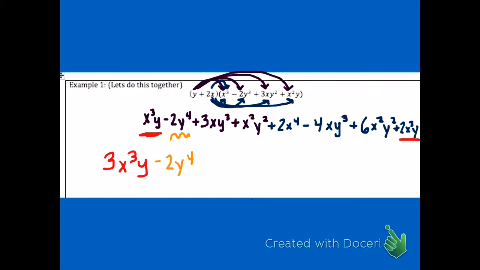3xy to the third. So looking for some xy to the thirds, and I have another one right there as negative 4xy to the third. So 3 and negative 4 of them is going to give me negative 1xy to the third.